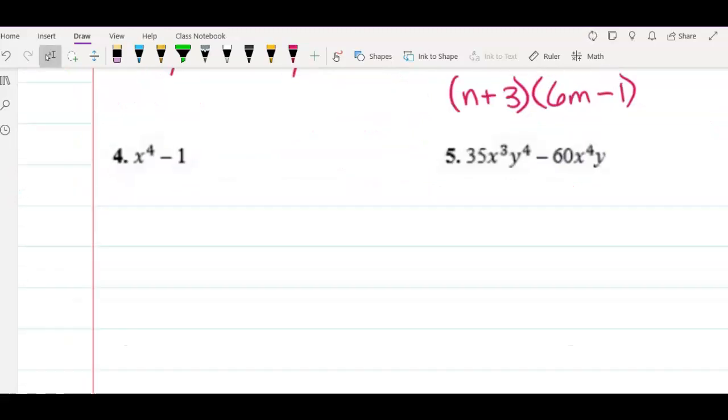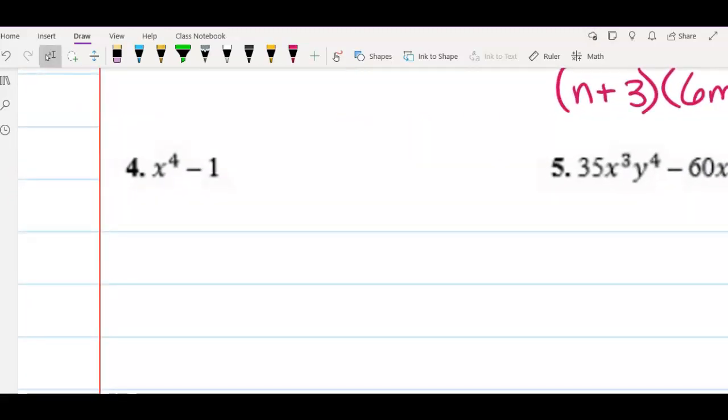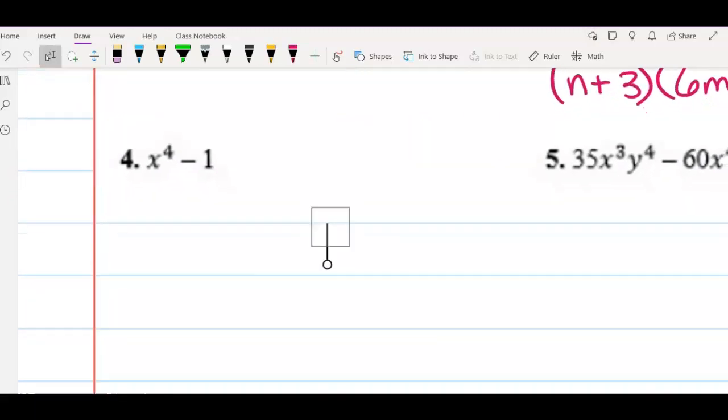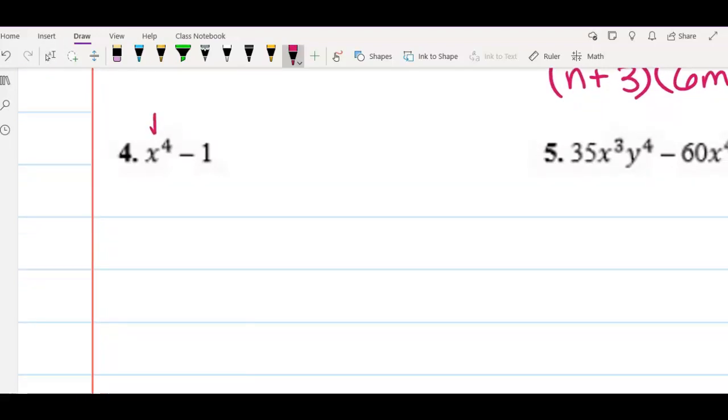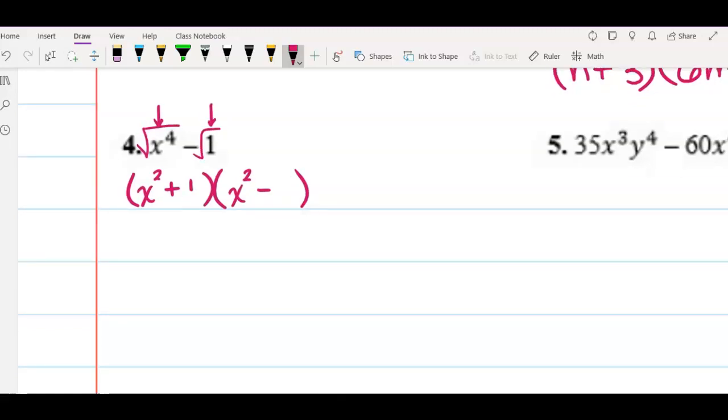On number 4, there's nothing in common between x to the 4th and 1, but x to the 4th is a perfect square and 1 is a perfect square. So we can apply the perfect square formula, the difference of squares, which means 1 is positive, 1 is negative. We take the square root of x to the 4th and get x squared. That goes first. Then we take the square root of the second number, which is just 1.